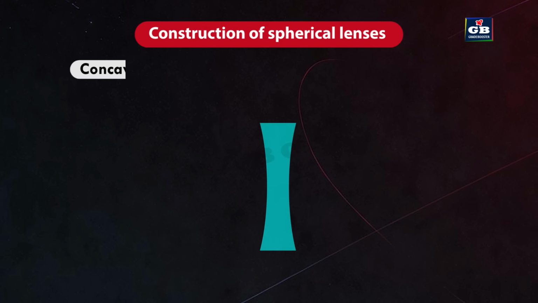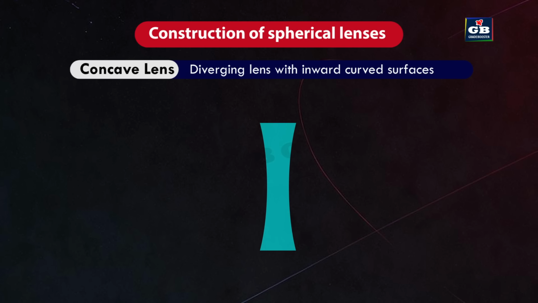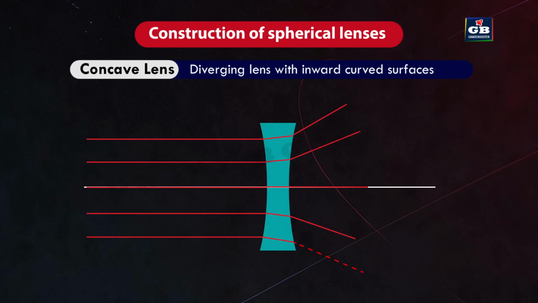A concave lens, also known as diverging lens, is a transparent optical device with curved surfaces that curve inward like a cave. Concave lenses are thinner at the center and thicker at the edges. These lenses are designed to cause parallel incident light rays to diverge away from the virtual focal point.